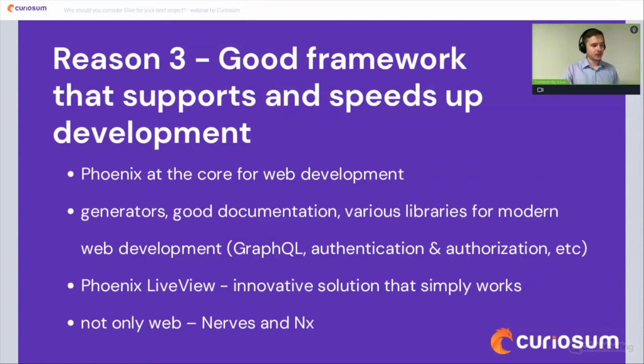And as I said, it's not only web. You can actually do IoT as well as machine learning here. So we have a lot of nice frameworks that you can use from day one to speed up the development.